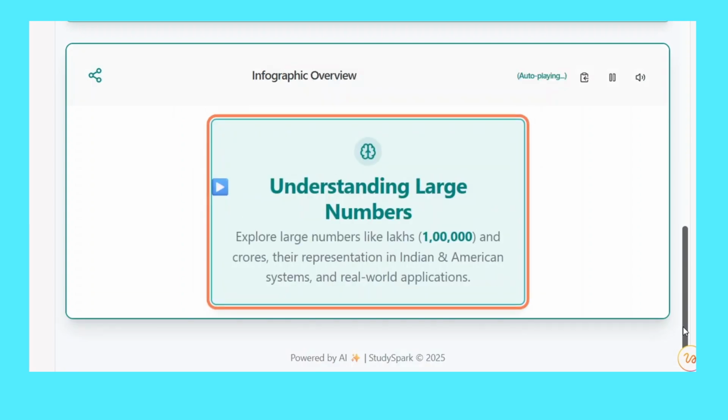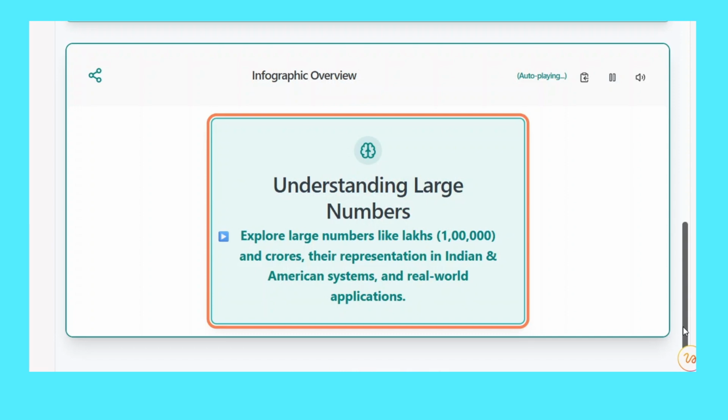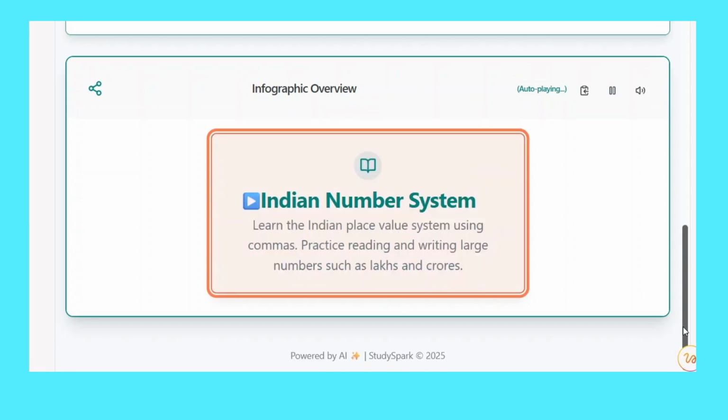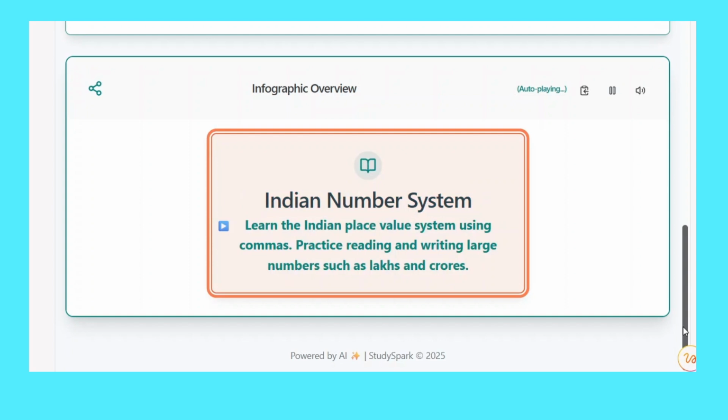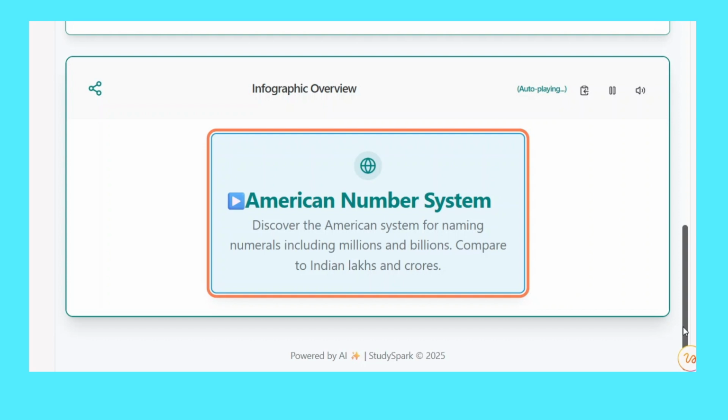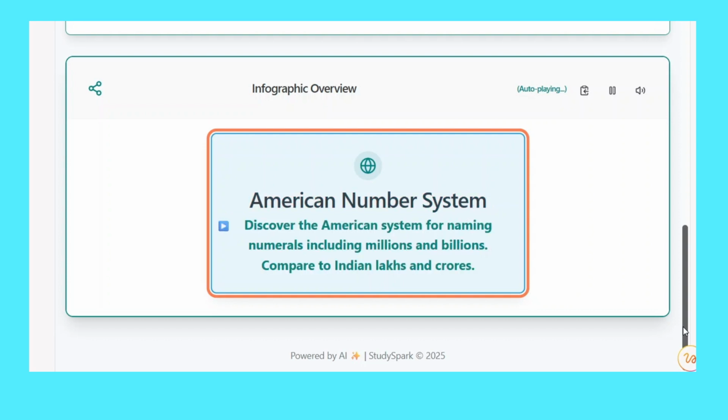Understanding large numbers. Explore large numbers like lakhs, 1, 0, 0, 0, 0, 0, and crores, their representation in Indian and American systems, and real-world applications. Indian number system. Learn the Indian place value system using commas. Practice reading and writing large numbers such as lakhs and crores. American number system. Discover the American system for naming numerals including millions and billions. Compare to Indian lakhs and crores.